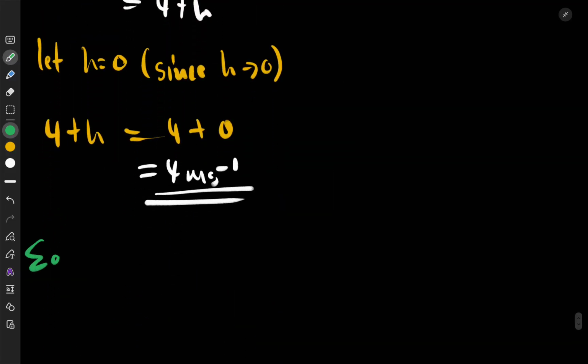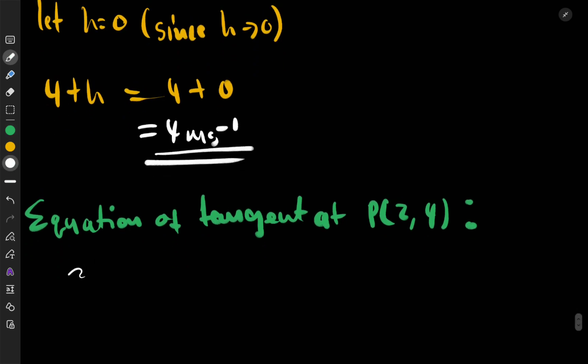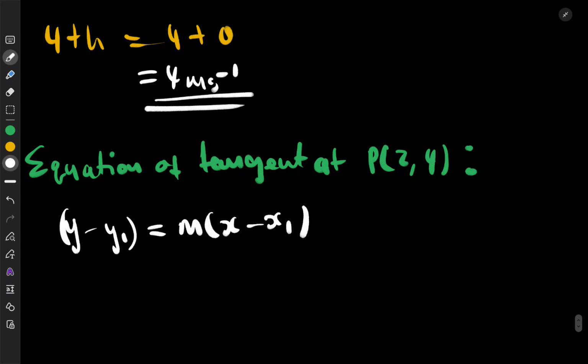So you can now say, equation of tangent at P(2, 4). Okay, let's get it. You'd say y minus y1 is equal to m multiplying x minus x1. That's the one which we use.